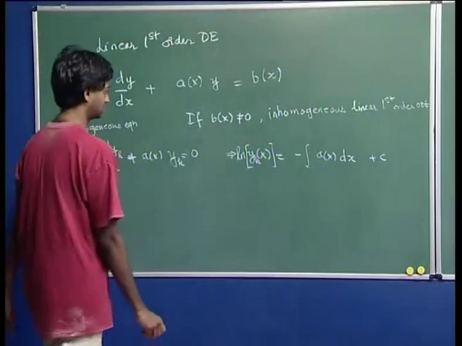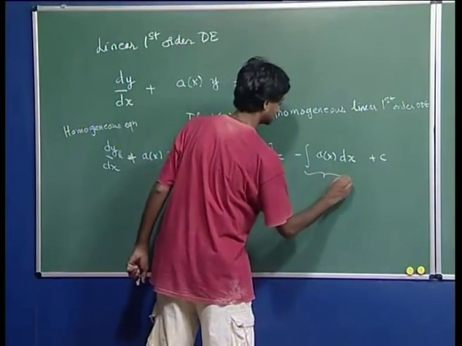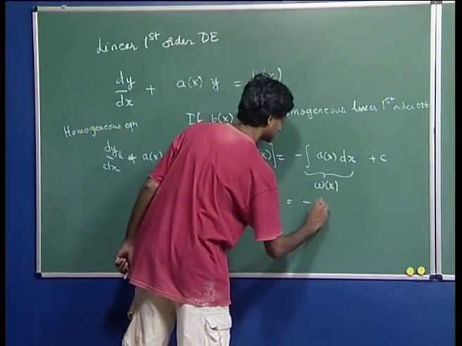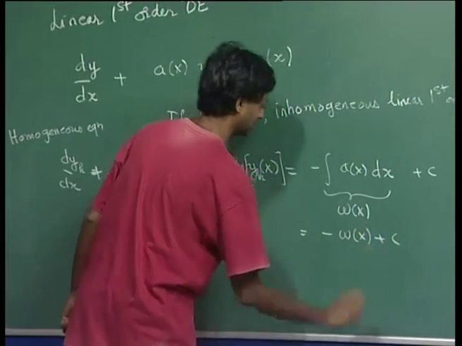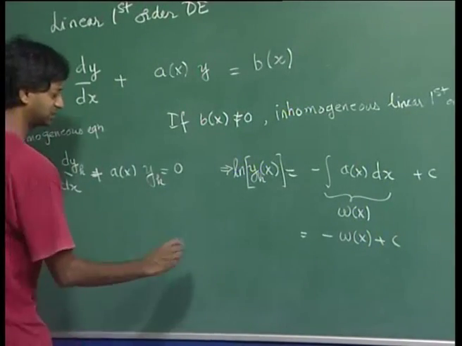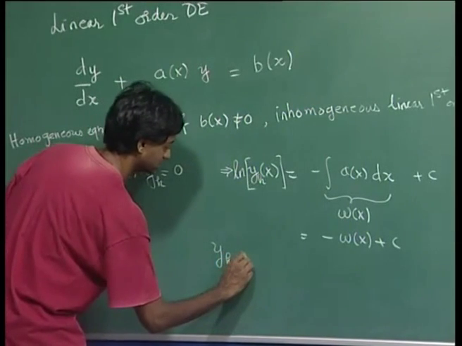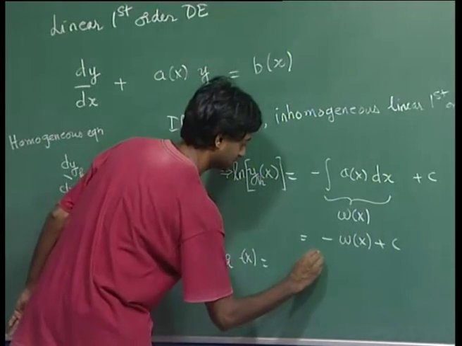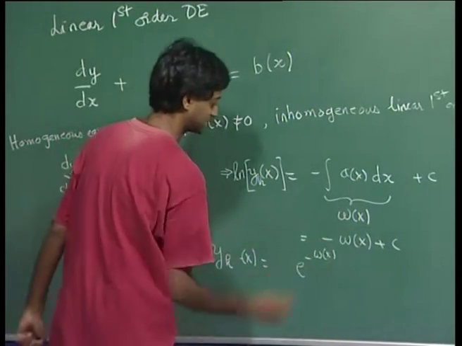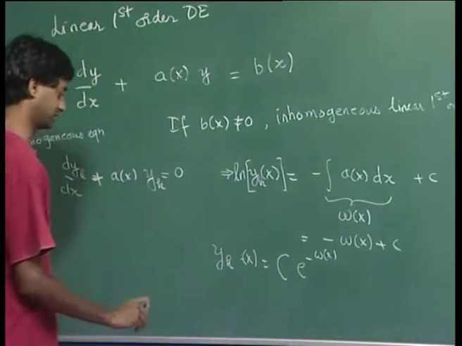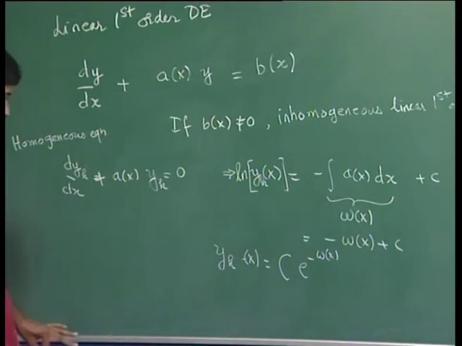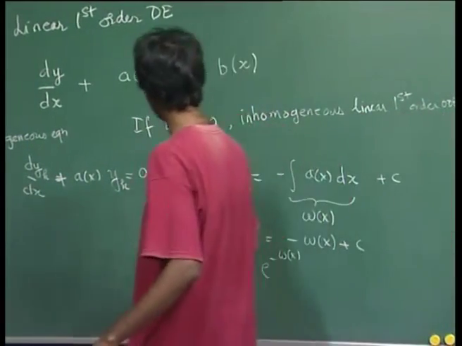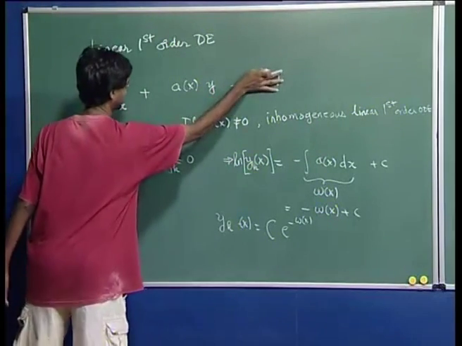Okay. Now let me call this quantity w of x. Then this is minus w of x plus some constant. In other words, the homogeneous equation has a solution e to the minus w of x times e to the c, and on that e to the c I will just write it as a constant, capital C. Okay, so this is the solution of the homogeneous differential equation. Okay, so the homogeneous equation means you put b of x equal to 0.